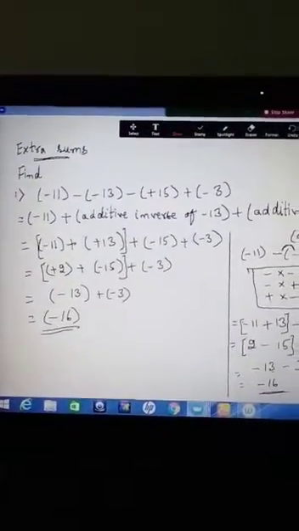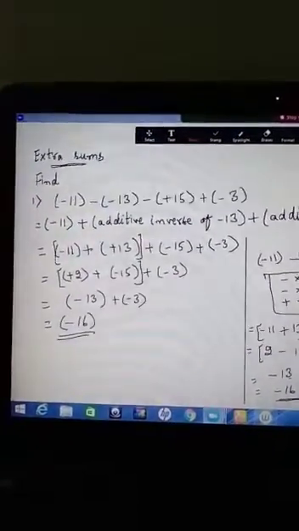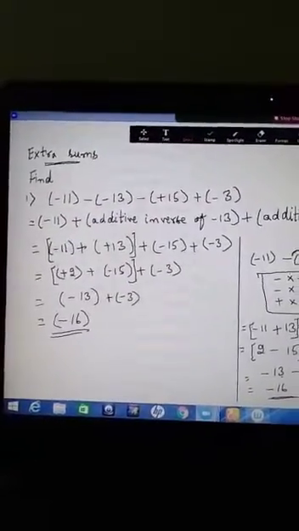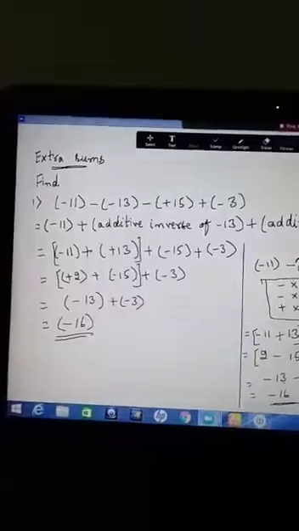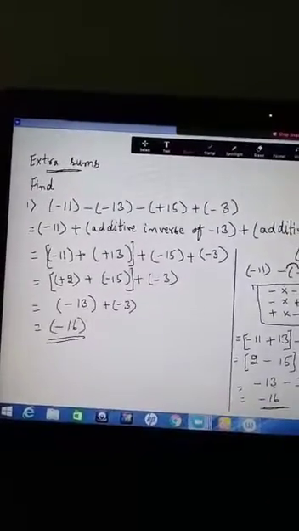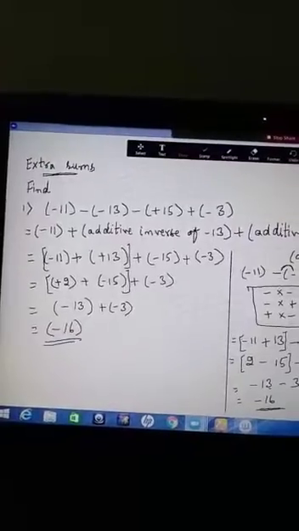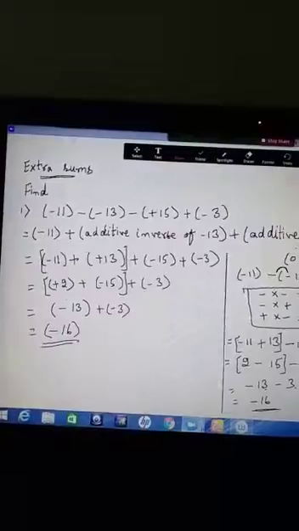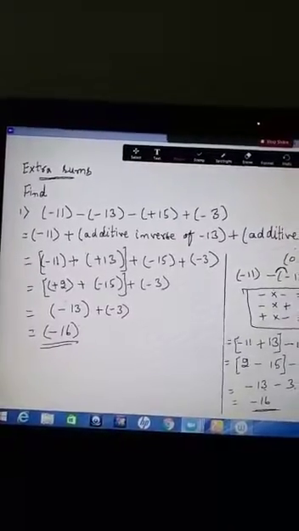Chapter Integer, extra sum. Find the first question: minus 11 minus of minus 13 minus of plus 15 plus of minus 3. Boys, between the two brackets a minus sign is there. You must change it. Instead of minus, you must write plus.